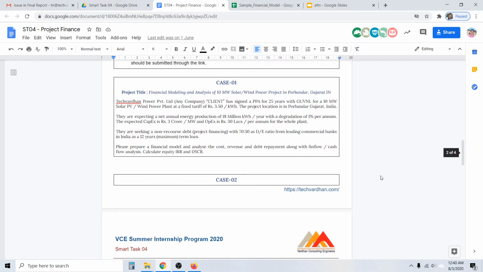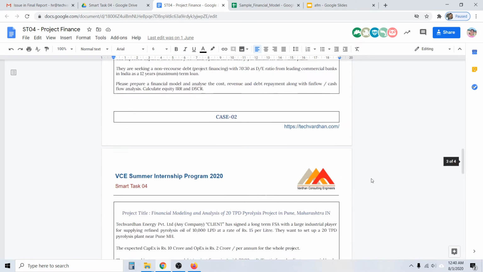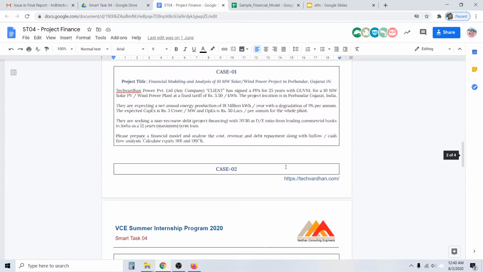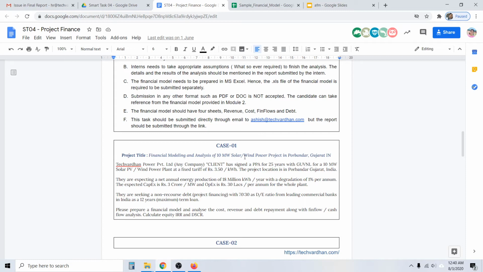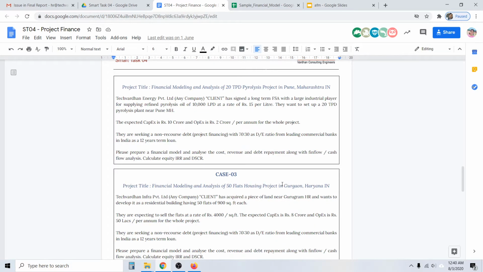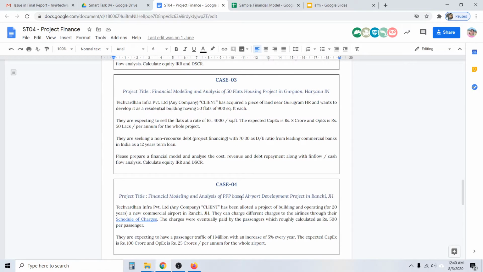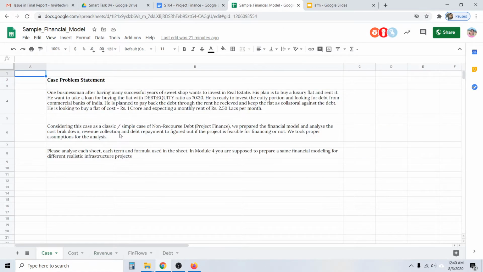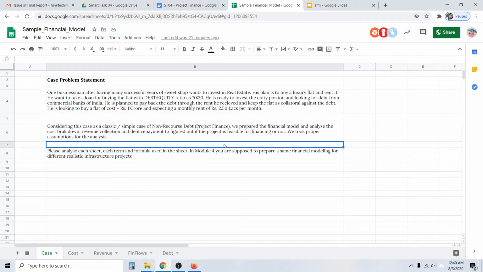Suppose in this sheet we have different cases of financial models, especially infrastructure financing. The first case is a financial model for the analysis of a 10 megawatt solar power plant in Porbandar, Gujarat. The second case is a pyrolysis plant. The third case is a 50 flats housing project. And this is the sample financial model. The case here is entirely different.